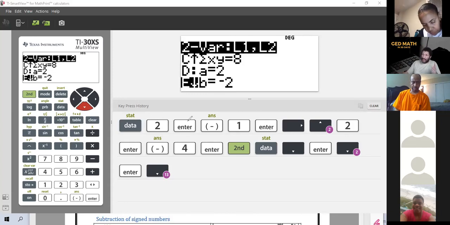Data, press 2, enter, -1, enter, hit my right arrow. Now in this case, I would have had to go up because I already had something there. 2, enter, -4, enter. Then to actually do the calculation, second, data. Okay, here we pressed the arrows, we did 2 variables. Then we pressed enter. Then we hit our down arrow twice to get the calculate. Here, we had to hit our down arrow several times until we saw A and B. So this is exactly how you would do it using the calculator on your own.